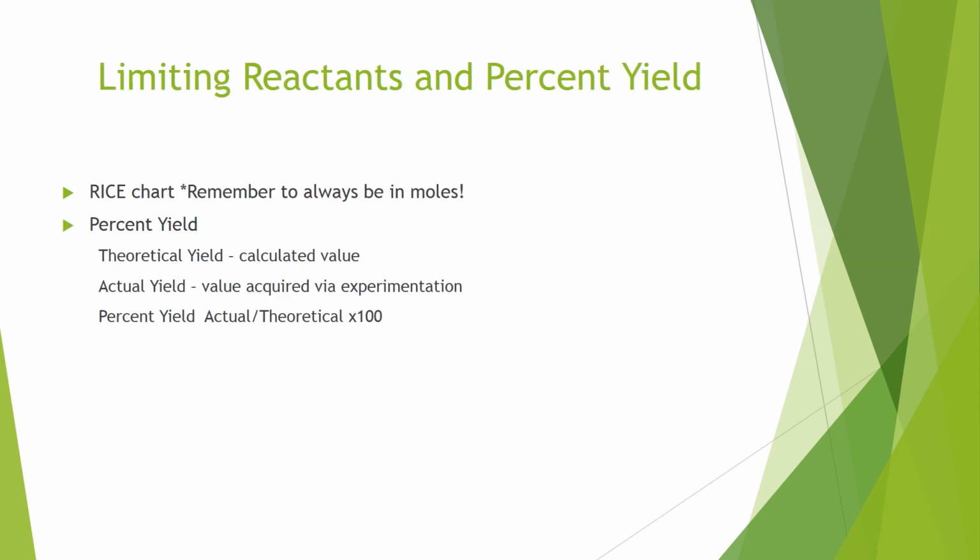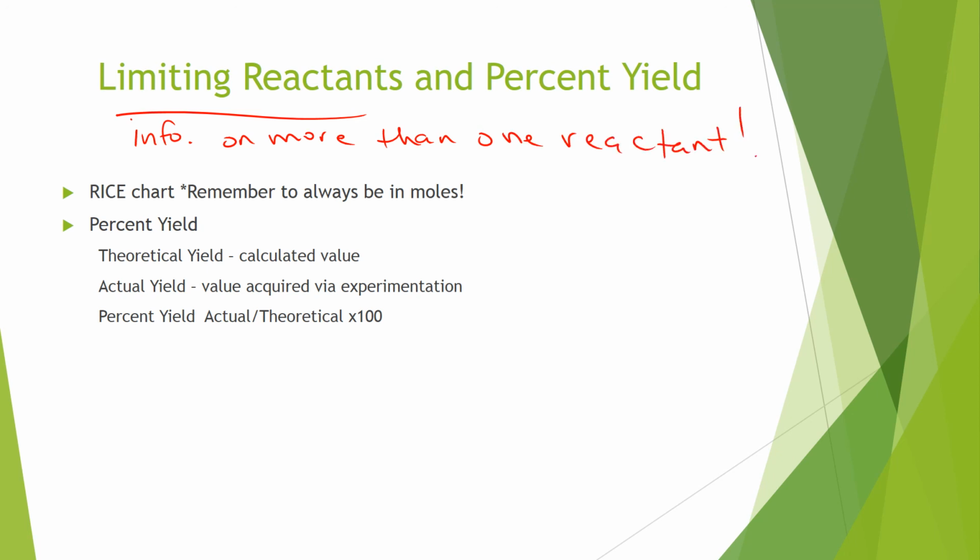The next thing is limiting reactants and percent yield. Remember that when you are working with limiting reactants, how I know that I'm in the land of limiting reactants is you have information on more than one reactant. Anytime you are given that, whether it's a multiple choice or a free response question, you have to work a limiting reactant problem. And how we do this is our RICE chart. Remember, for the RICE chart, for limiting reactants, you always need to be in moles.